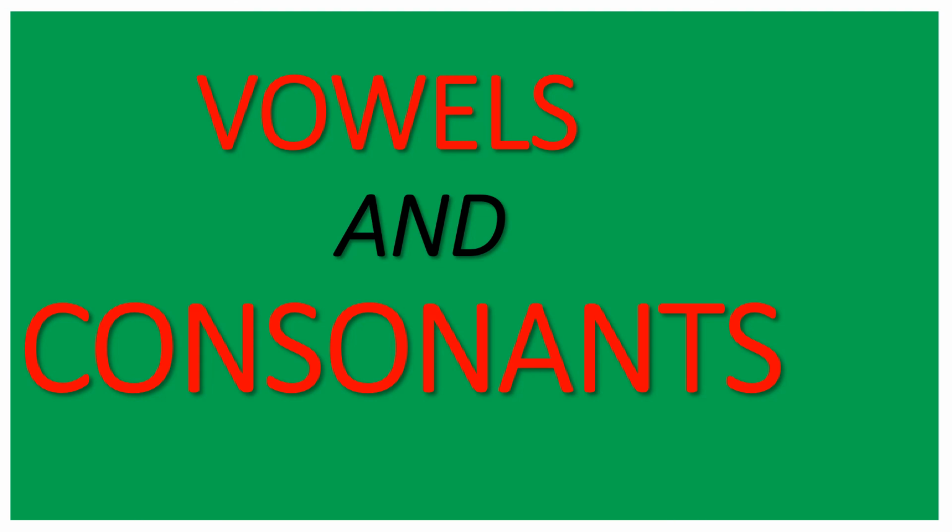I hope you all understand today's topic, vowels and consonants. Once again, vowels are A, E, I, O, U. And the consonants are the letters except the vowels. Vowels allatha baki ulla letters nu parayna perana consonants.